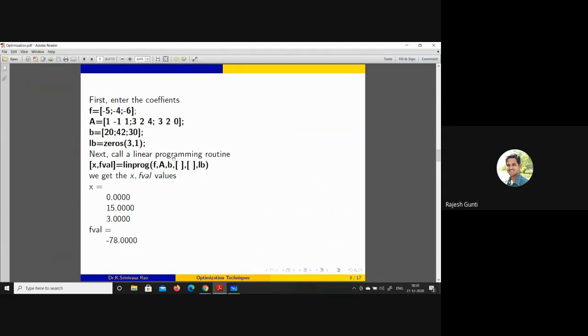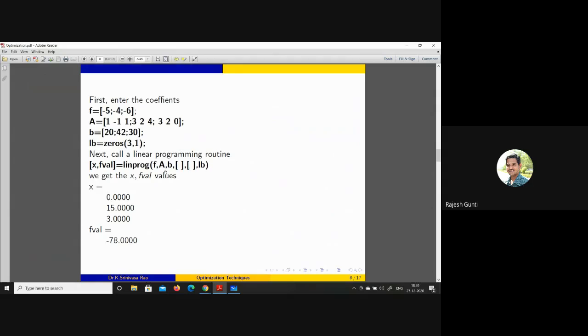A matrix, b matrix. There is no equality constraint, so null matrix, lower bounds zeros. Upper bounds are not there. Any value you can take, that's why you are not mentioning anything. It is not empty. There is no constraint on the upper bound.